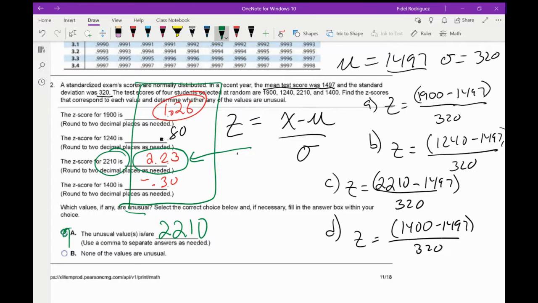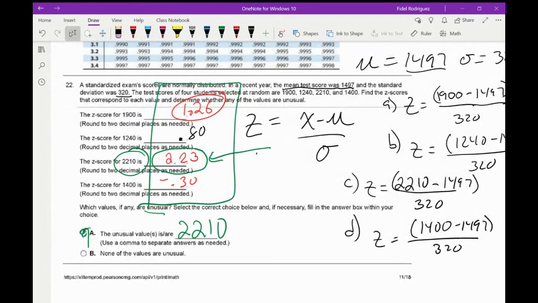Now, guys, if I didn't come up with any numbers between 2 and 3 or -2 and -3, then we just wouldn't have had any. We would have said none of the values are unusual. So very good question. I'm glad that you guys asked that one. I think it was an excellent question to go over.